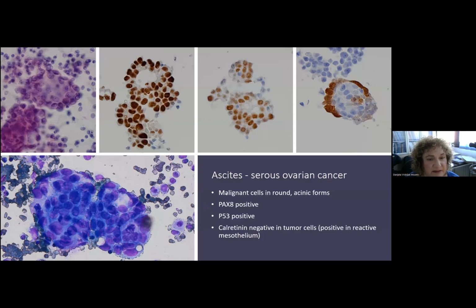Another example with malignant cells in round acinar forms, PAX8 positive and p53 positive, and calretinin is positive in mesothelial cells lining the tumor cells, which are negative.